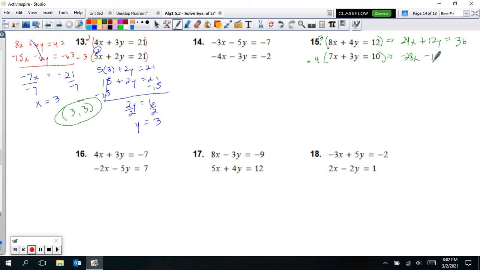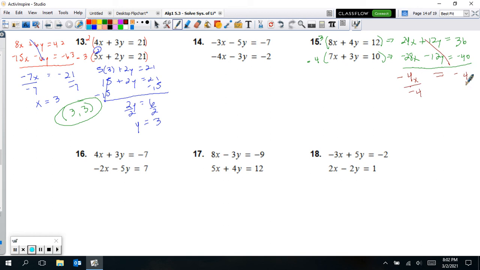Negative 4 times 3 is negative 12y. So there's the ones that are going to be opposite. And then negative 4 times 10 is negative 40. So now we're going to combine here. And let's see, 24, I'm going to take away 24 from 28. It's negative though, so negative 4x there. Those cancel. And it's equal to, take 36 away from 40, it's also negative. That's going to be 4 as well.